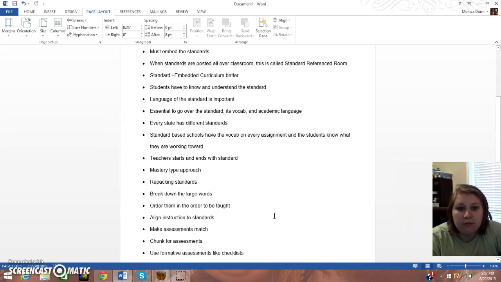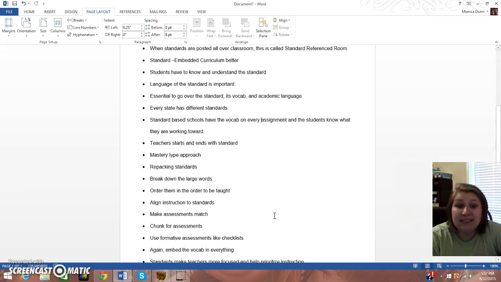We also must align our instruction to the standards. That way we don't expect the students to know something that we haven't taught. And we must make the assessments match. We must make them true to see if the students actually understood it.